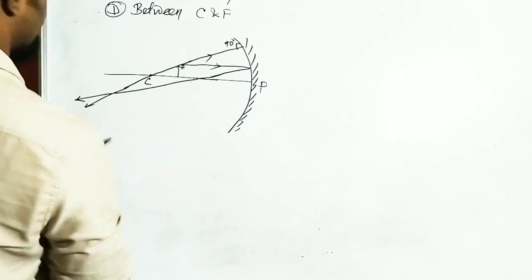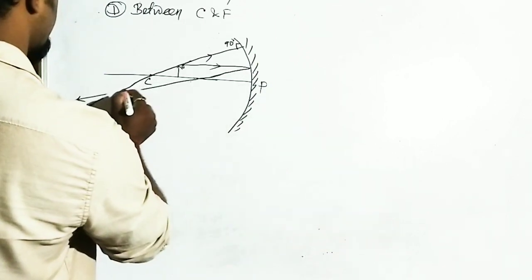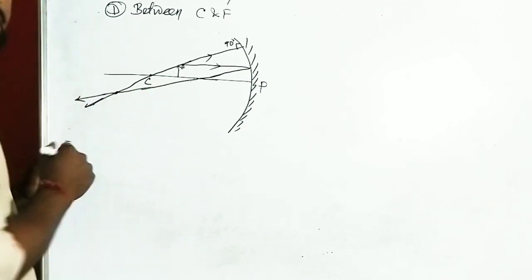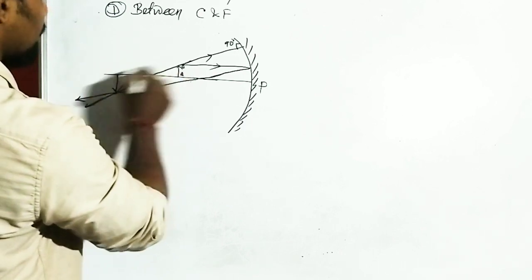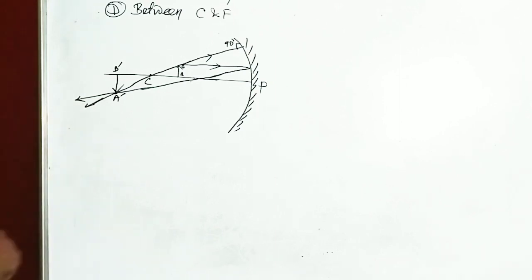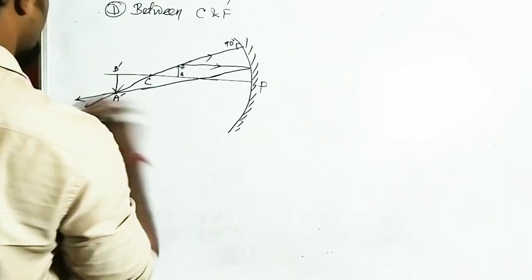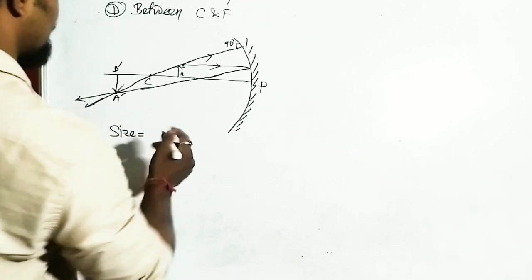This happens when you draw freehand. This is the meeting point, right? So this point is going to be the image. If this is A and B, this is going to be B dash and A dash. Now look closely. From this figure, what can we predict? We can say the size is enlarged.